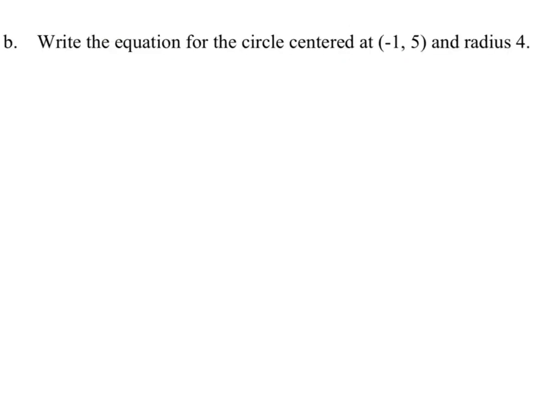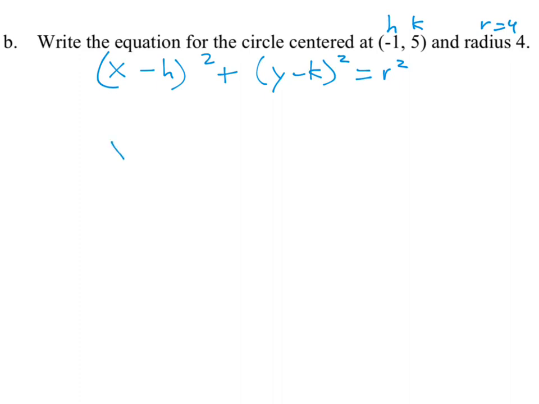So we got another one. Write the equation of a circle centered here with radius 4. Well, you're just going to use that setup again. (x minus h) squared plus (y minus k) squared equals r squared. This is h, this is k, and then r is 4. So we're going to put our numbers in. We got (x minus negative 1) squared plus (y minus 5) squared equals 4 squared. And we'll simplify this to make 16 on the right.